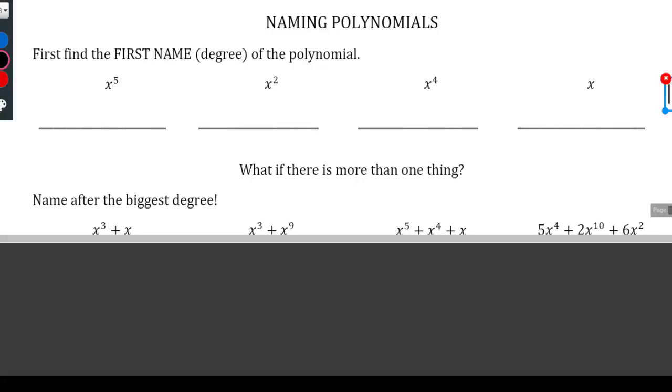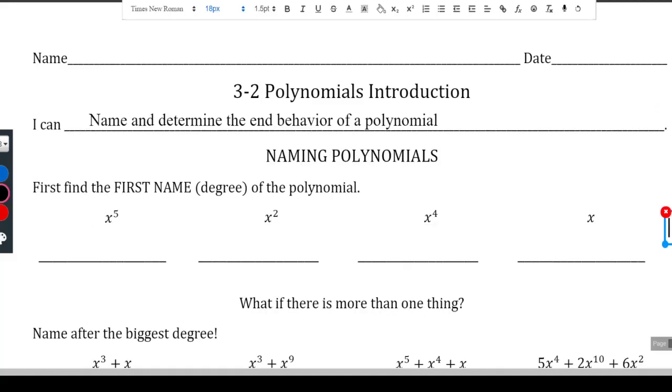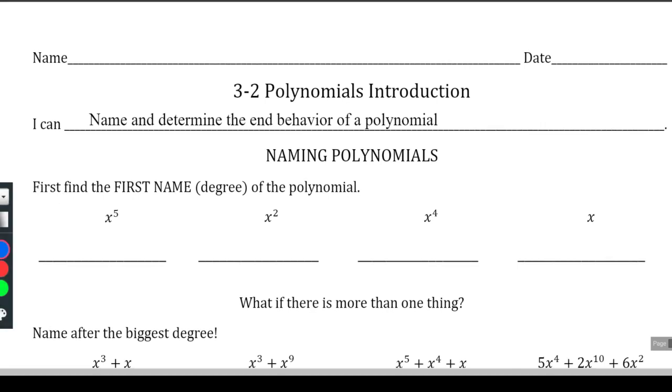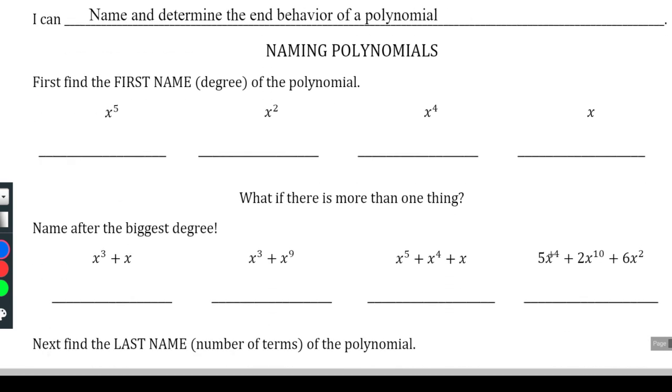Alrighty, so we're going to be starting on a little bit of a different topic with polynomials. You can see in our I can statement we're going to be doing naming and determining the end behavior of a polynomial. So let's get started.